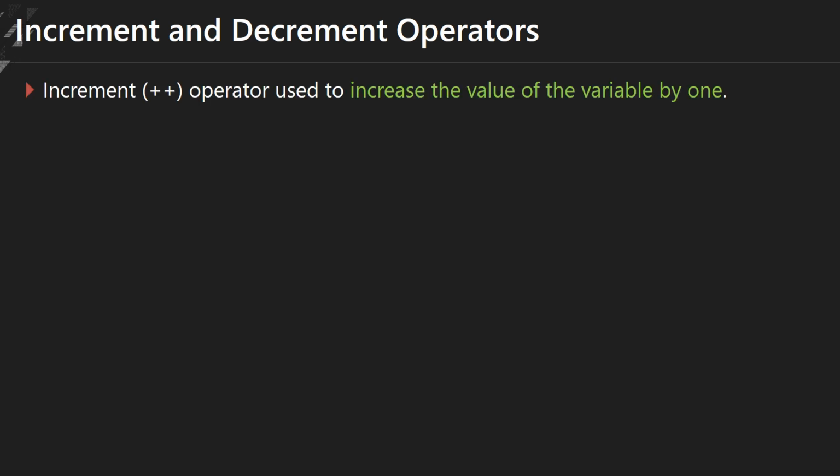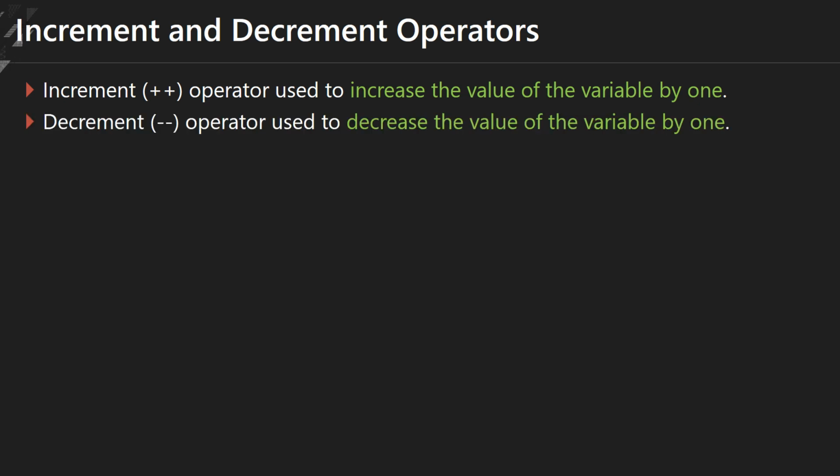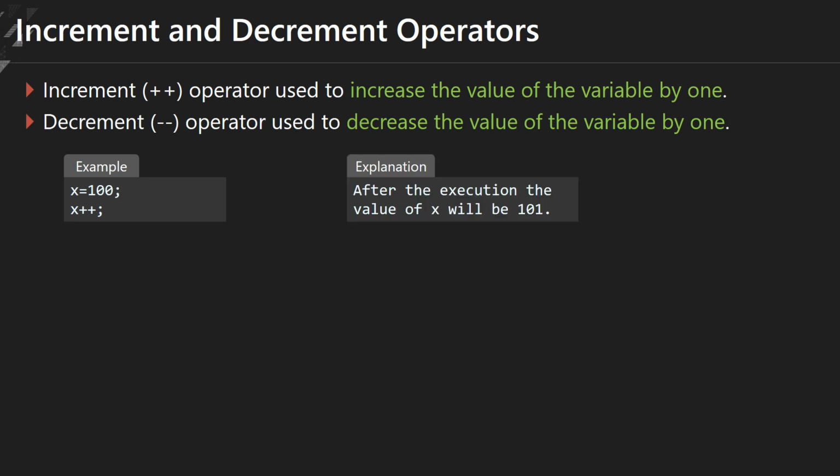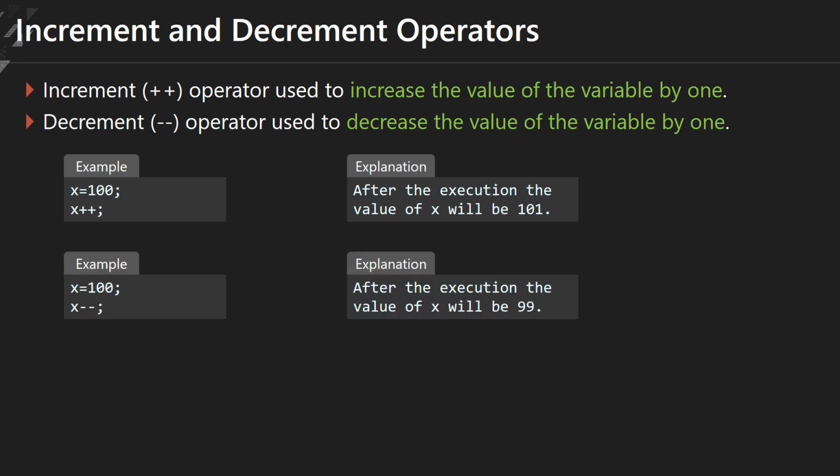Increment operator is used to increase the value of the variable by one. As you know, decrement operator decreases the value of a variable by 1. So look at this: x is equal to 100. X gets incremented. What is the value after increment? After execution, the value of x will be 101. For the decrement operator, after execution the value of x will be 99.